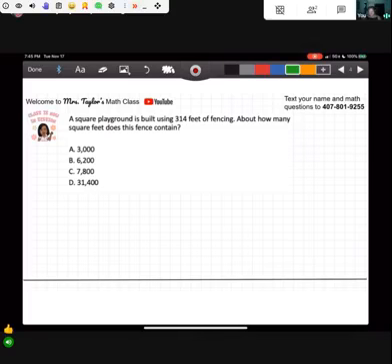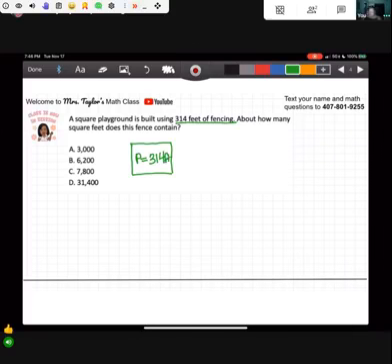Okay, so the next question says, a square playground is built using 314 feet of fencing. About how many square feet does this fence contain? So let's draw a picture. We have a square to represent our playground. And when they say 314 feet of fencing, that is the amount of fencing that is around the playground. So that represents our perimeter. So our perimeter is 314 feet.